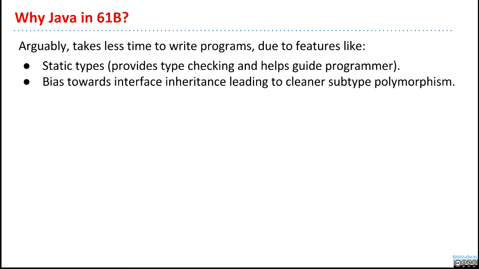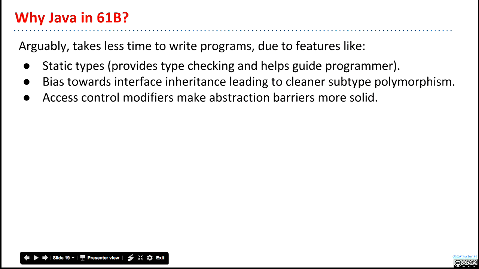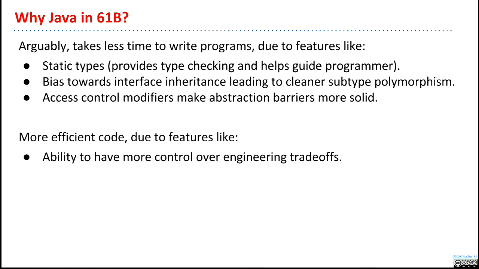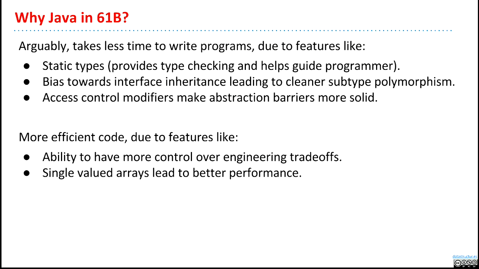Another is that there's a bias in the language. It has special features that force interface inheritance. So interfaces, I think, are nicer, so you get cleaner inheritance. Another is you have things like the private keyword, which make abstraction barriers solid, and they keep giant projects from collapsing under their own weight. Because if you can't access variables that I decide are private, then that keeps you from screwing something up. It also makes code more efficient. For example, you can decide between hash map or tree map. You have single-valued arrays, which make them a little faster than, say, Python.